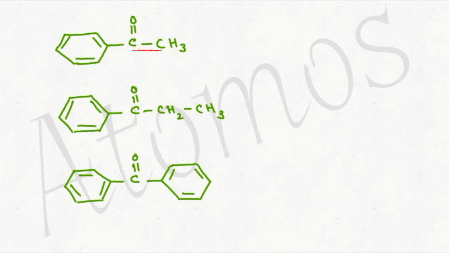And from the keto group, we will be giving numbering. We are giving more priority to the keto group, and this benzene ring will be considered as the substituent. If the benzene ring is coming as a substituent, we will be using the prefix phenyl. Got it? Now how to write the name of the compound?